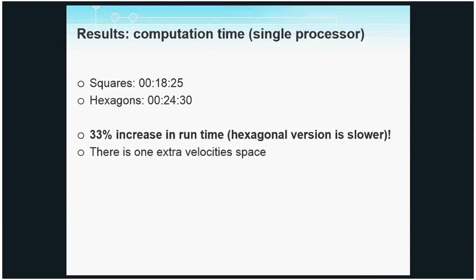So moving now to these first results. Computation time. We are just using one single processor, and for the squares, this case study runs in 18 minutes, 25 seconds, while for the hexagons it takes a little bit longer. It's about 30% more time when compared to the squared version of the flood model, and this is due to the extra velocity space.